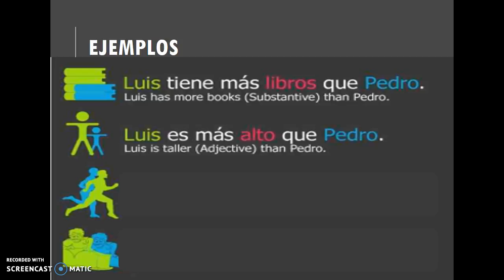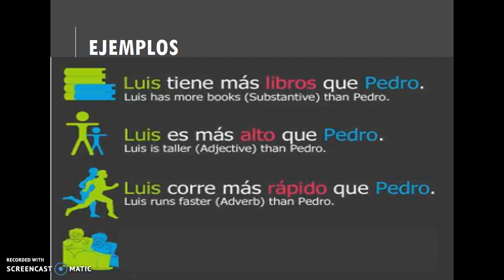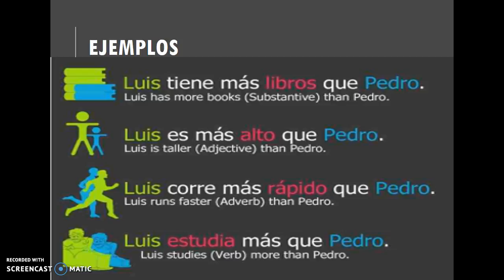Next one. Luis es más alto que Pedro. Alto is an adjective in this case. Luis corre más rápido que Pedro. We have an adverb. So notice our adverb went in between más and que. And then our last one, a verbo. Luis estudia más que Pedro. So our verb goes before más que, and notice it's conjugated.